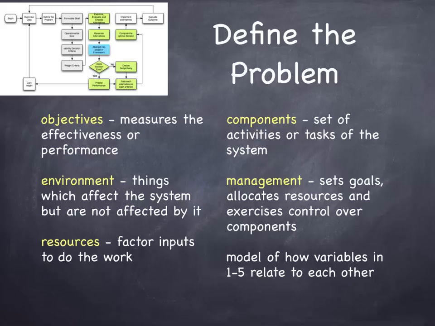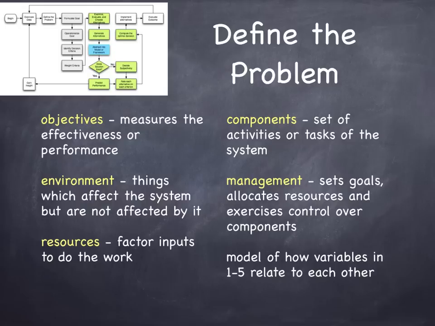How do we define the problem? Well, we have objectives, we have an environment. Now this can be the physical environment, birds, trees, and things like that, but it is also the political environment, the social environment, the city, and the built environment, anything which affects the system. It says here, but are not affected by it. It might be affected by it, but that's not the critical part. Anything that affects the system is the critical part.